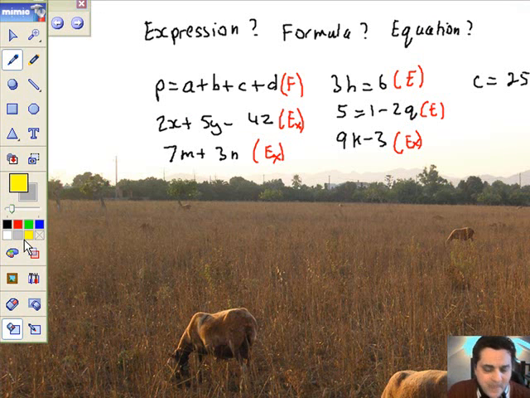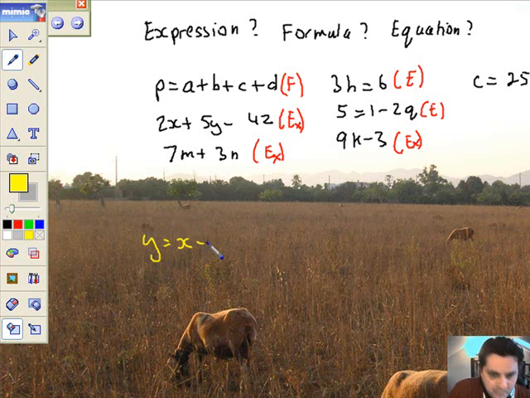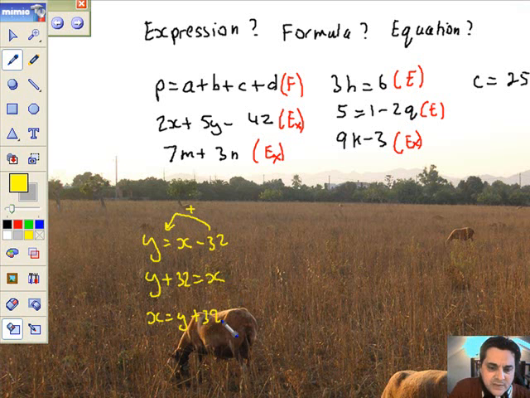Now, rearranging equations or making the subject of the formula different. So let's jump straight into question 4a. 4a, I've got y equals x minus 32. And I want to make x the subject of the formula. Well, to get x on its own, the minus 32 comes next door and gets added, just like a standard equation where you try and solve it, but you can't go all the way with it. So I've got y plus 32 equals x, or better still, x equals y plus 32.